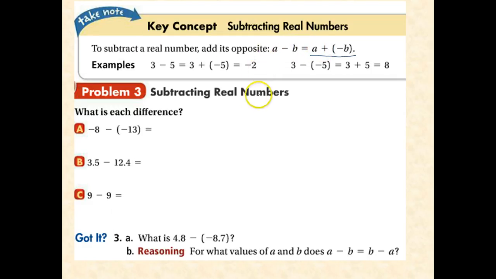Because a lot of those properties don't work with subtraction. For example, the commutative property. Is 3 minus 5 the same thing as 5 minus 3? 3 minus 5 is negative 2. 5 minus 3 is positive 2. Not the same. Commutative property doesn't work with subtraction.